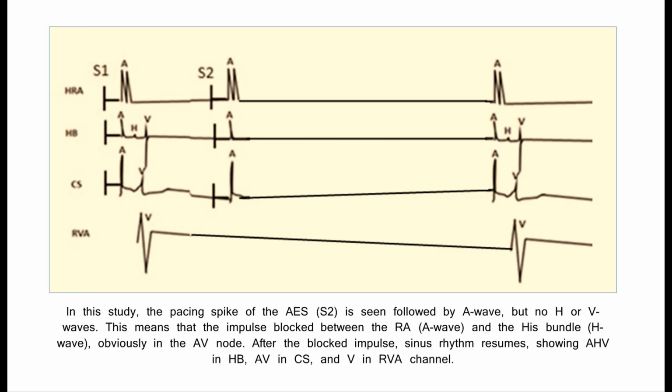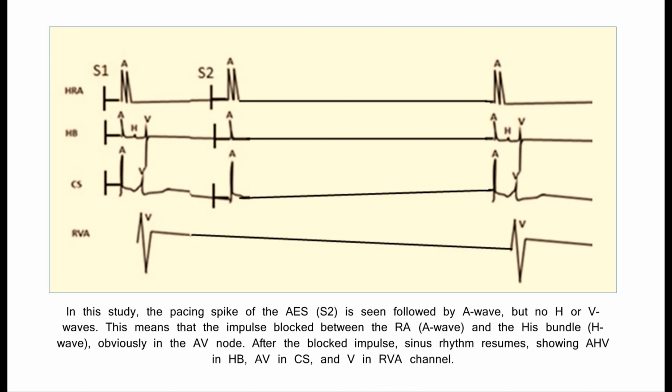In this study, the pacing spike of the EASE, S2, is seen followed by an A wave, but no H or V waves. This means that the impulse blocked between the RA, A wave, and the His bundle, H wave, obviously in the AV node. After the blocked impulse, sinus rhythm resumes, showing AHV in HB, AV in CS, and V in RVA channel.